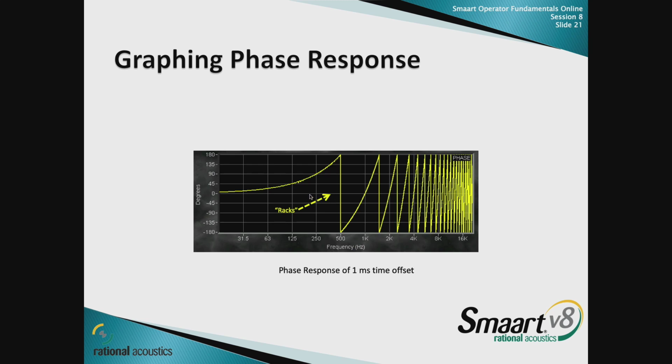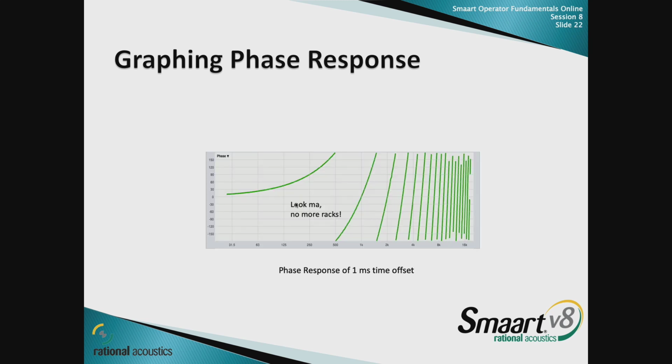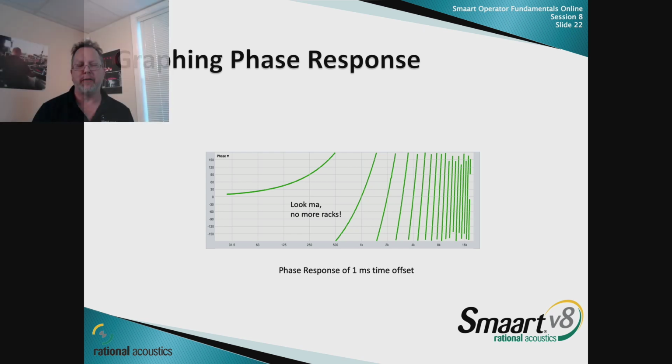We haven't graphed the racks in the phase trace for about 14 years. But I figured I'd show it to you because if you're looking at some systems, they don't take the time to clear out the fake data. Anyway, so what we see here is the racks taken away, and so we see the line going off the top and continuing on the bottom.